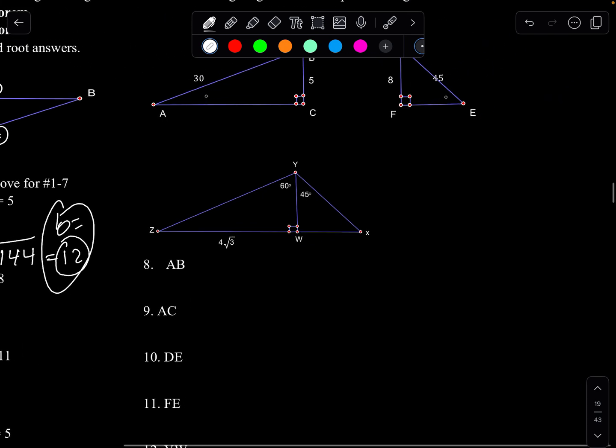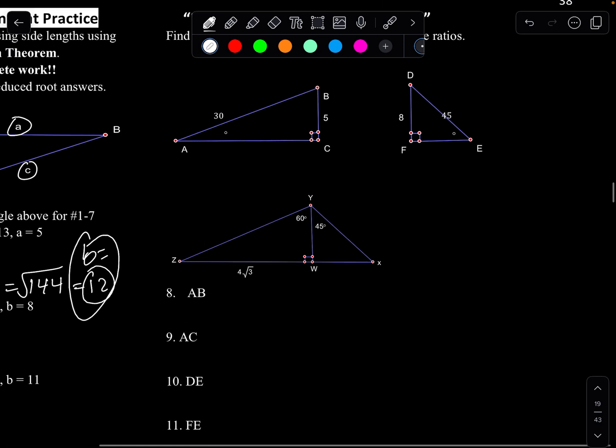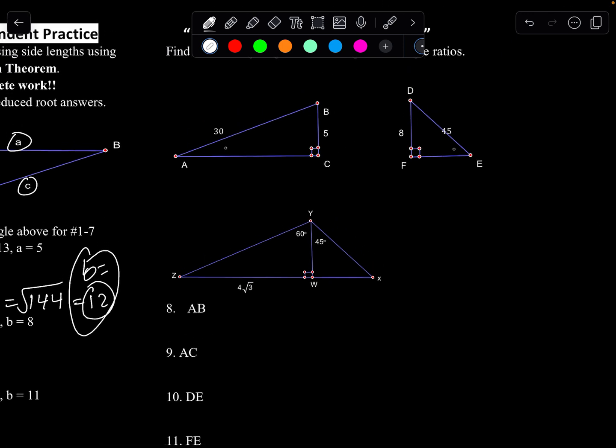Now, when you get to 8, 9, 10, and 11, you're going to try to find the lengths of AB. Well, just move this 30 in here so it looks better. You can move this 45 in here. Just a little formatting error there. And, well, what do we know about this? We know this is a 30, 60, 90 triangle. We know this is a 45, 45, 90 triangle. And therefore, this is 30 and this is 45. And we should be able to solve the missing side length. So we're going to find AB.